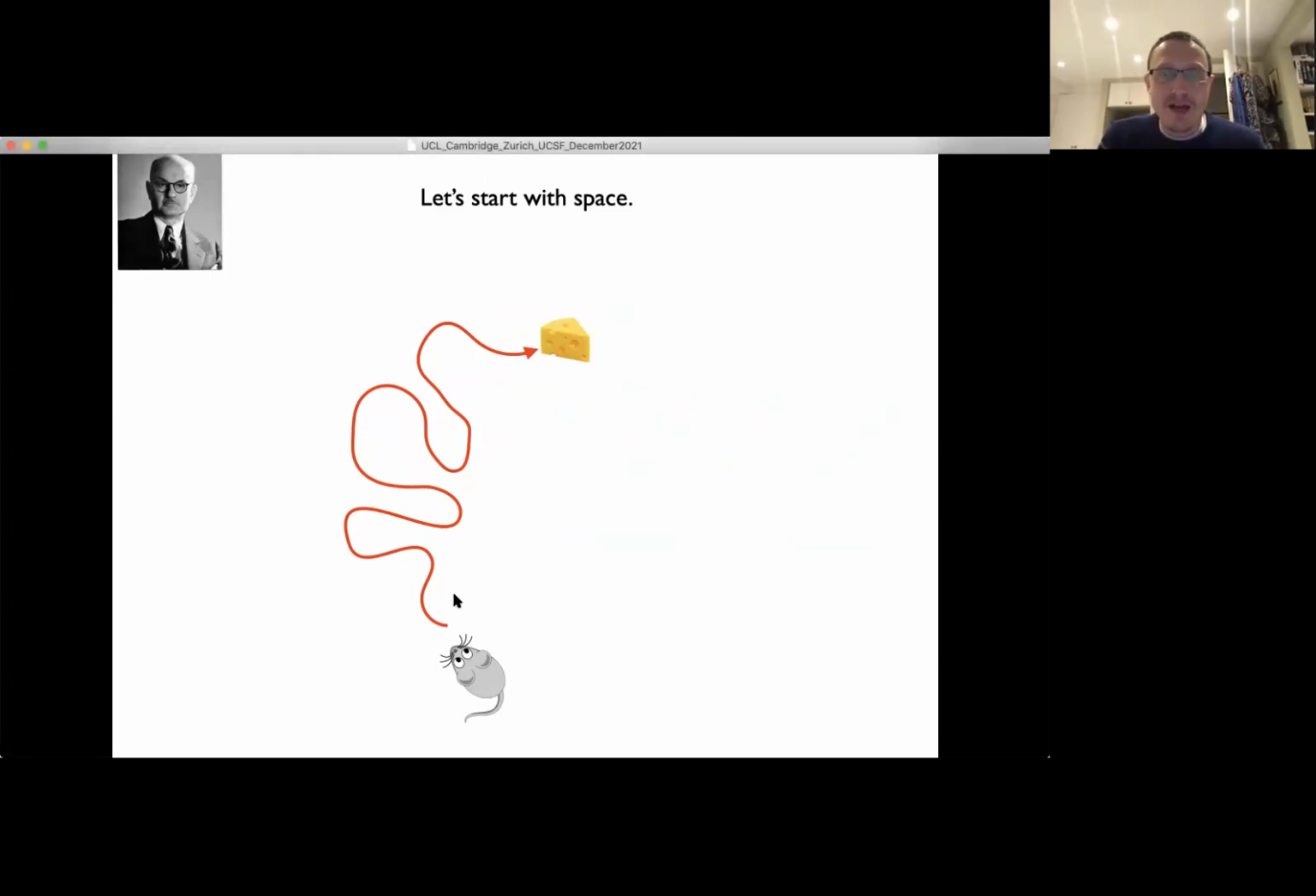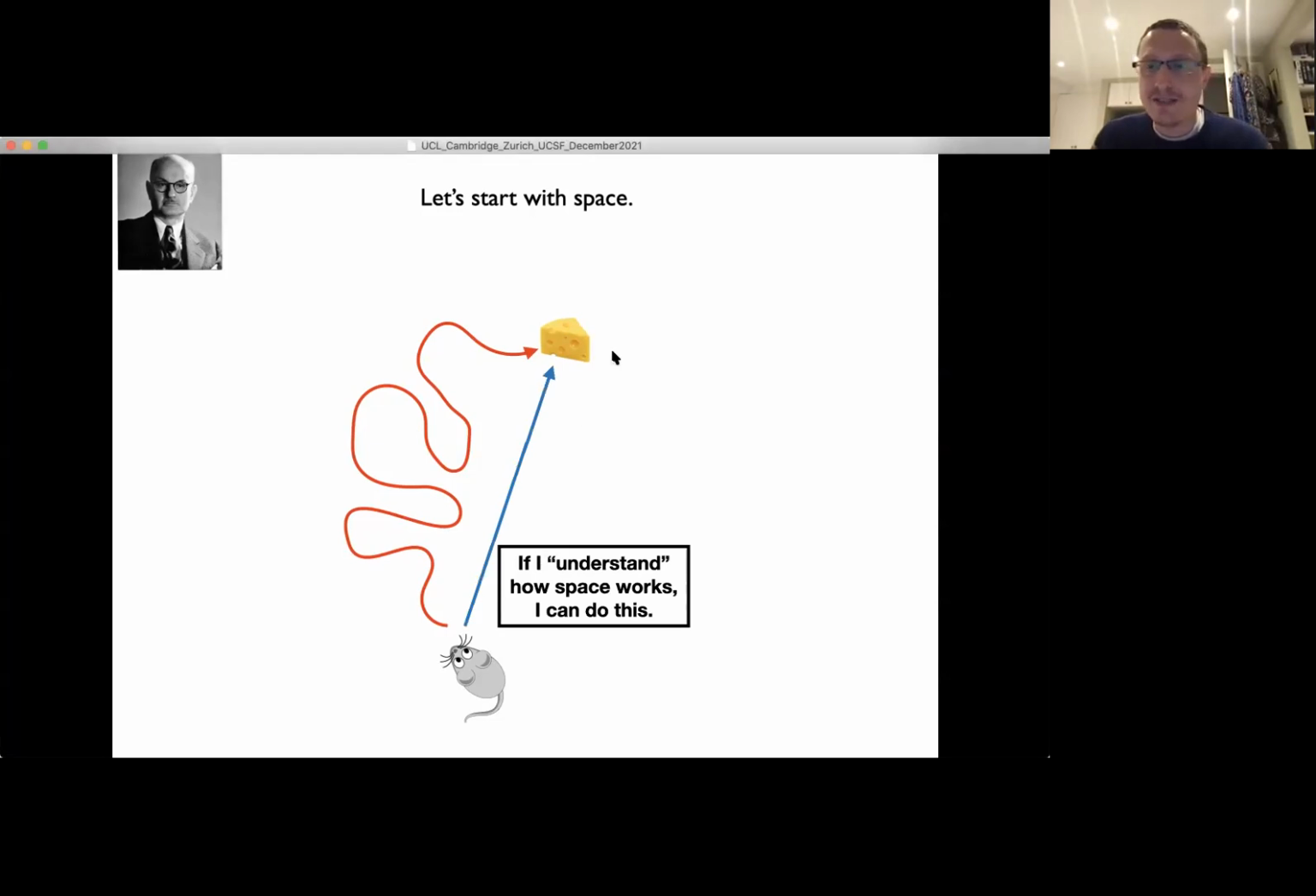If he's not using the structure of sequences or the structure of the problem to make inferences, then the next time he wants some cheese, he has to take the same set of actions, the same tortuous actions. But if he understands that space is special, it has a 2D topology, if he understands the structure of space, then he can take a much shorter path next time, as this kind of thing was studied by Tolman in the 40s. All right, good.